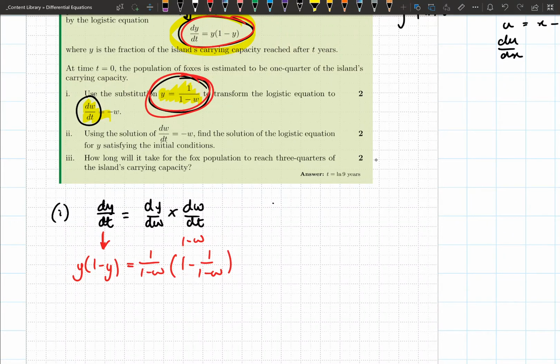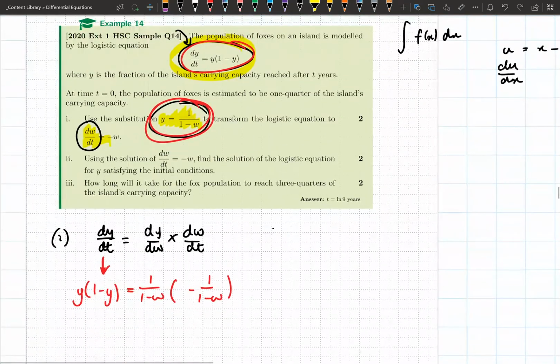Negative w. It sets the thing right there. The logistic equation turns into dw over dt equal to negative w. We want to show that this is the case. We don't want to actually solve it, we need to show that. So just to show you what I'm doing here.